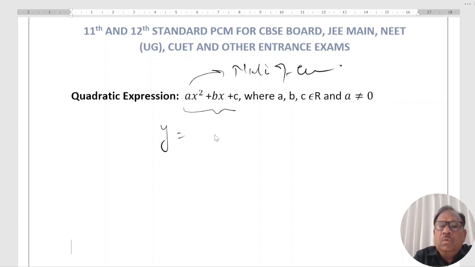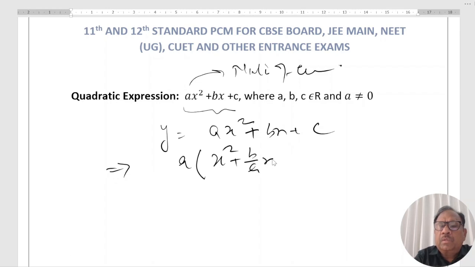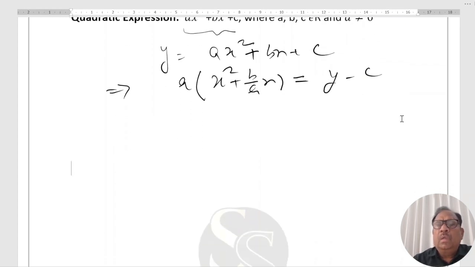Let y equal to ax square plus bx plus c. Taking a common, x square plus b by a x equal to y by a minus c by a. Right? Then making a perfect square.